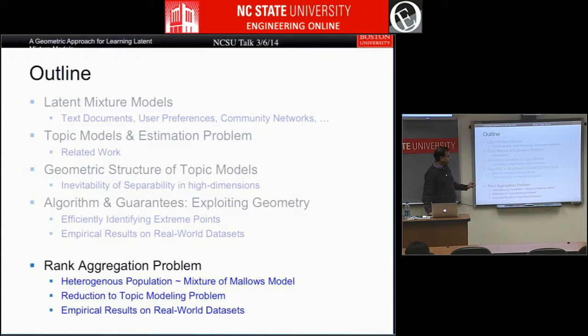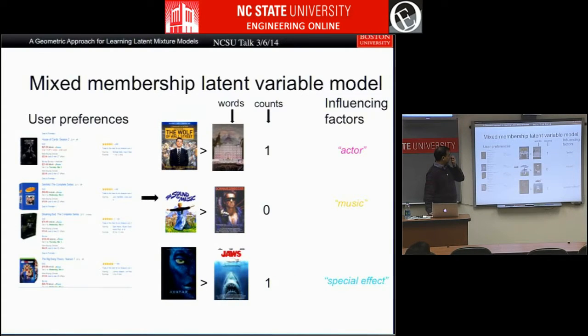So the point is I do want to point out that while I have only been talking about documents, this methodology applies to community detection, it applies to the rank aggregation problem, it applies to many, many different problems. The rank aggregation problem looks very different from the topic modeling problem that we have been talking about. Still, you can lift everything, roll it up, and make it look like a topic model, and our methodology can be applied to this seemingly different problem. So again, what is this problem? A mixed membership model.